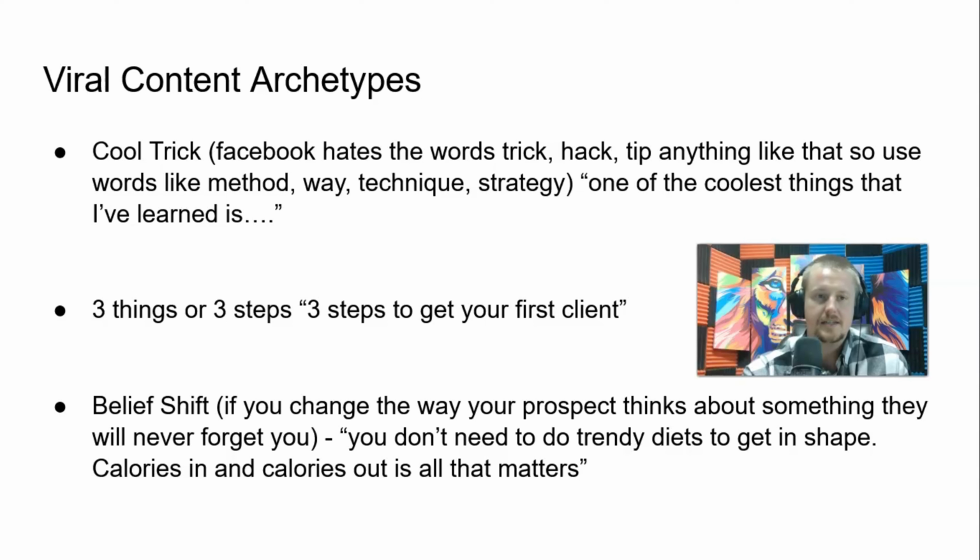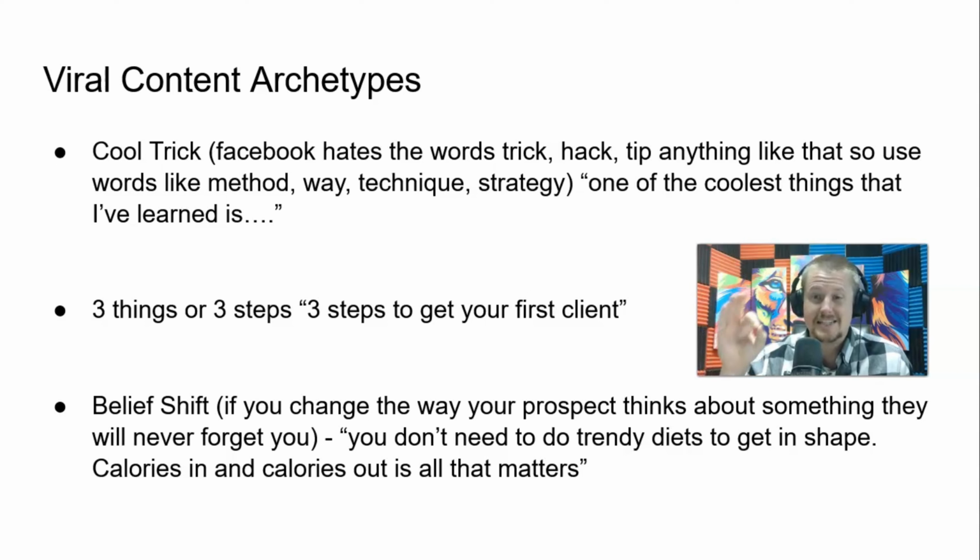So this is like some ideas of how to make that viral chunk better. So this is the viral content archetype. Number one, make it a cool tip. Okay, but Facebook hates the words trick, hack, or tip. So use words more like method, way, technique, strategy. An example of this is like, "One of the coolest things I've learned is..." Okay, so that's like how you start the viral chunk. And the reason that these really work is because you're giving value and people are more likely to share it on their Facebook page.